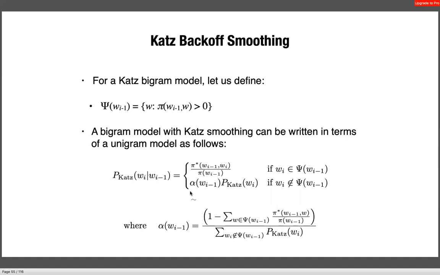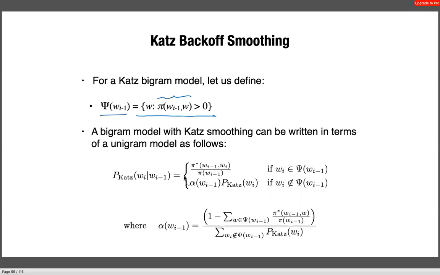Before that, let's first define psi of w_{i-1} as the set of all w's such that the counts of w_{i-1} w are greater than 0. So there is evidence for bigrams of this sort, w_{i-1} comma w. Okay, and this is the set of all such w's. Now, given this definition of psi, what is a bigram model with Katz smoothing?